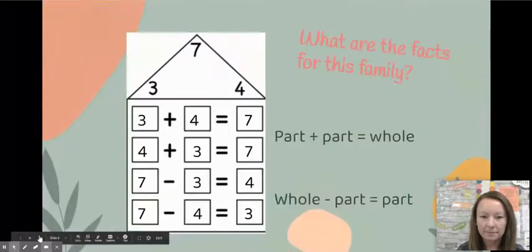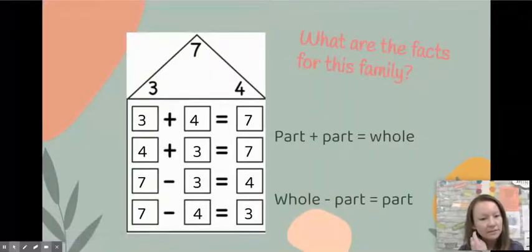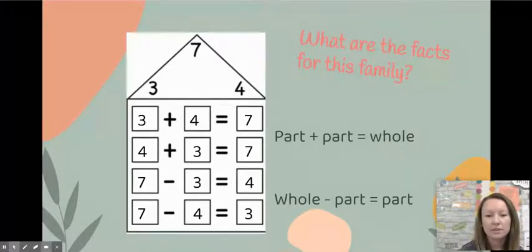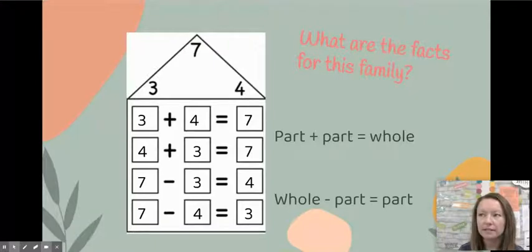Let's see. So what are the facts for this family? We have 7, 3, and 4. So for adding, it's going to be 3 plus 4 equals 7. So that is a part plus a part equals the whole. And then the other one, 4 plus 3 equals 7. Again, we're taking a part plus a part, and that equals the whole.